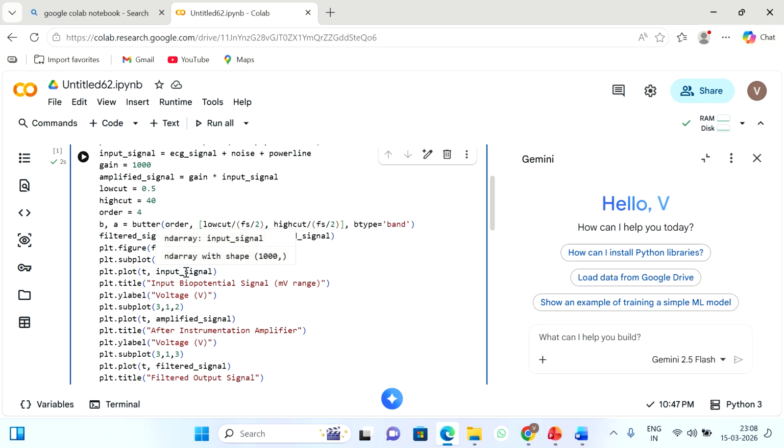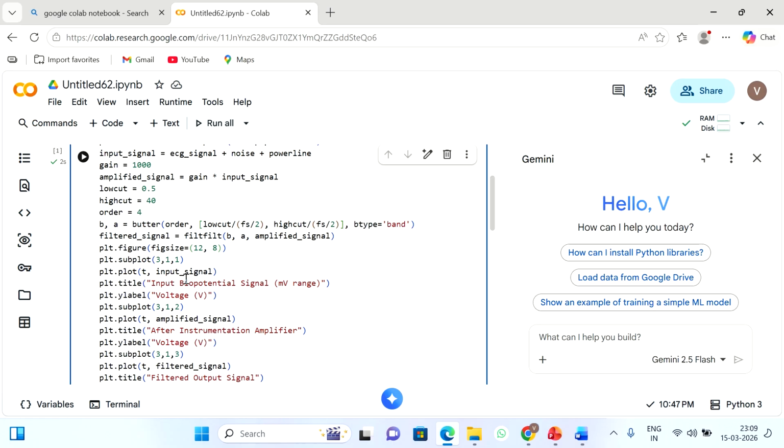And then plt.plot, open bracket, t comma input_signal. This plots the input signal versus time. So the input signal is represented as an envelope. Envelope means the amplitude in voltage. So x-axis is equal to time, y-axis is equal to input_signal.